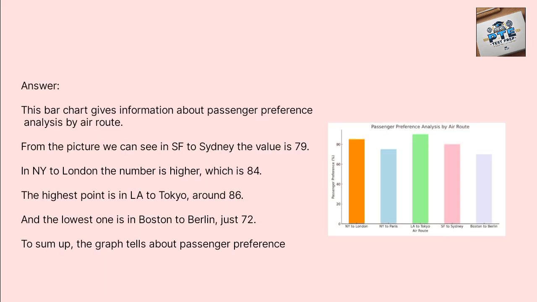This bar chart gives information about passenger preference analysis by air route. From the picture, we can see in SF to Sydney, the value is 79. In NY to London, the number is higher, which is 84.